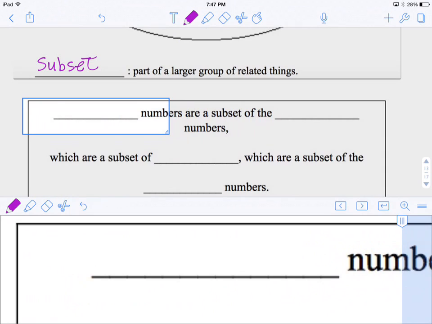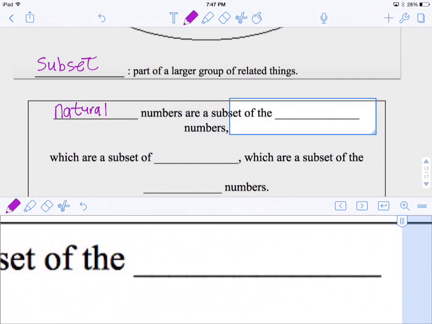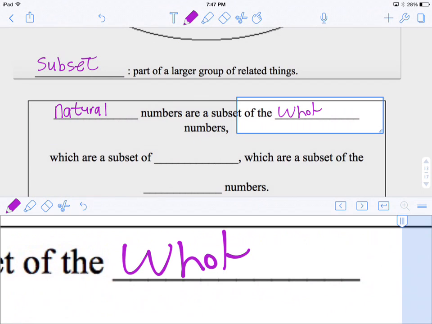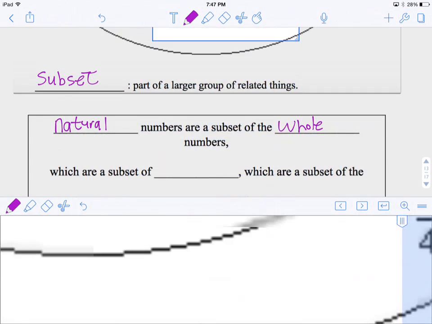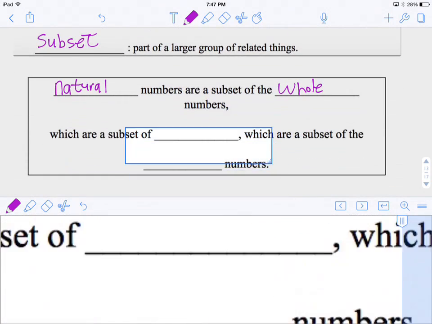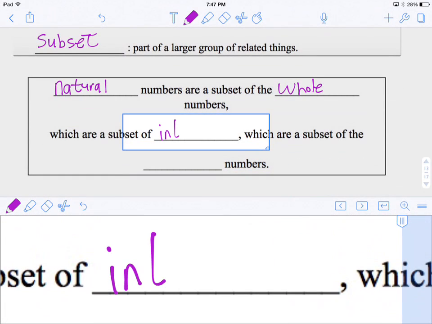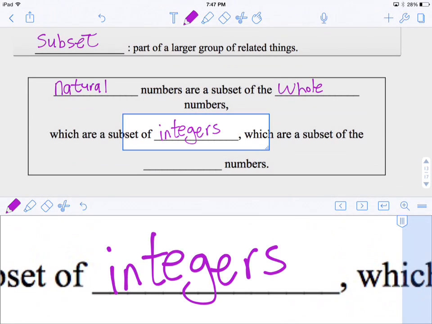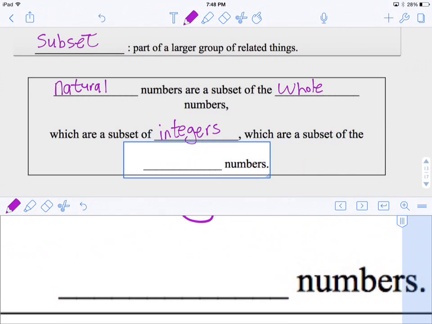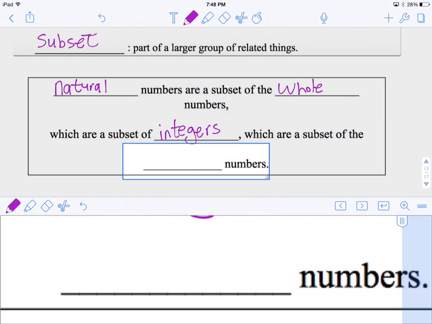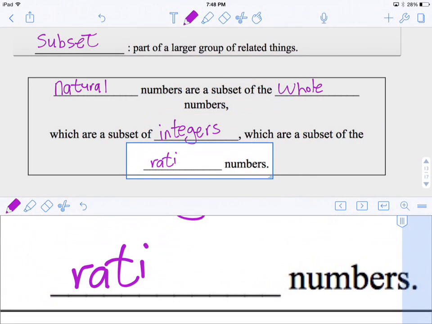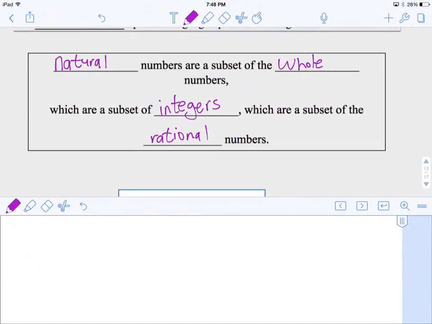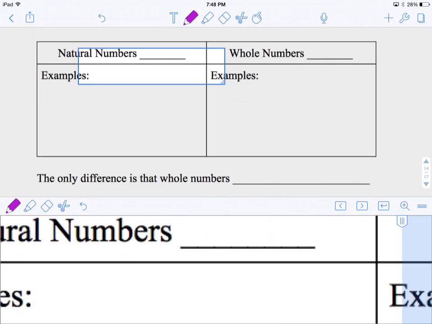So we're going to start with natural numbers are a subset of the whole numbers, and the whole numbers are a subset of the, well, let's look, integers. So the most important one, if you can get anything out of this, is integers. You need to know what integers are. The integers are a subset of the rational numbers. I was going to look back up, but I already know the answer. So you see how it kind of works its way up? There's kind of an idea of subset.